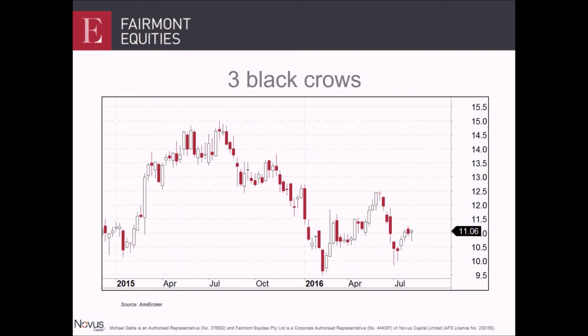Now the three black crows consists of three dark candles where each one opens in the previous range but then closes lower. So what I'm looking at on this chart is this series of three candles here. So I guess a negative week there. Stock tried to open up higher, closed lower again, and did the same thing. So basically 3 times in a row, quite a negative sign, and we could see the struggle on the share price to go anywhere at this point, and obviously it was just a matter of time until the share price fell away.